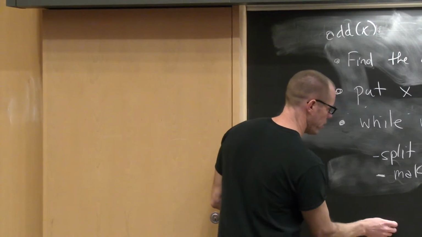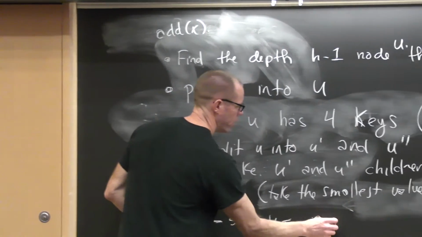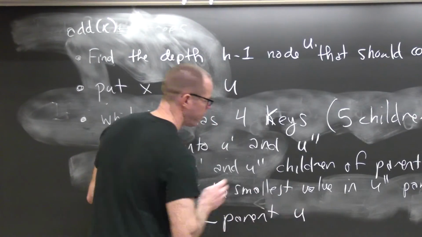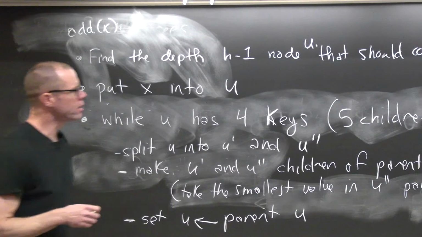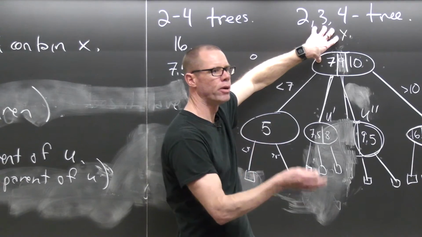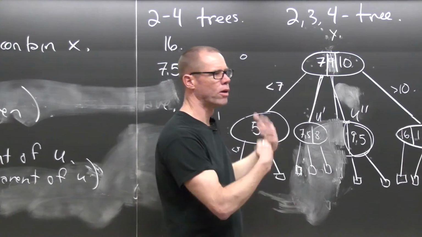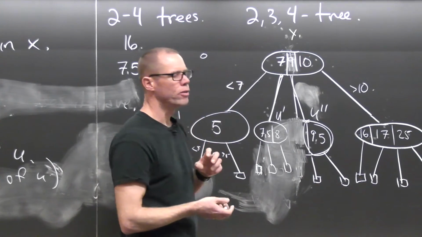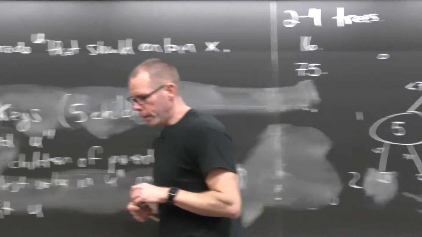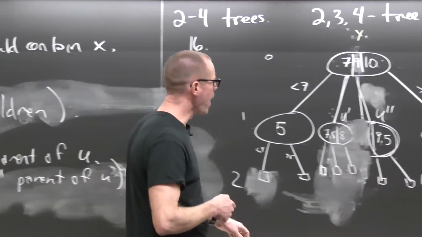Then the last thing we do is we set u to parent of u, which means we do that whole check up here at the parent: if you have 4 keys and 5 children, then we'll need to split u, and so on. So this might propagate up the tree.